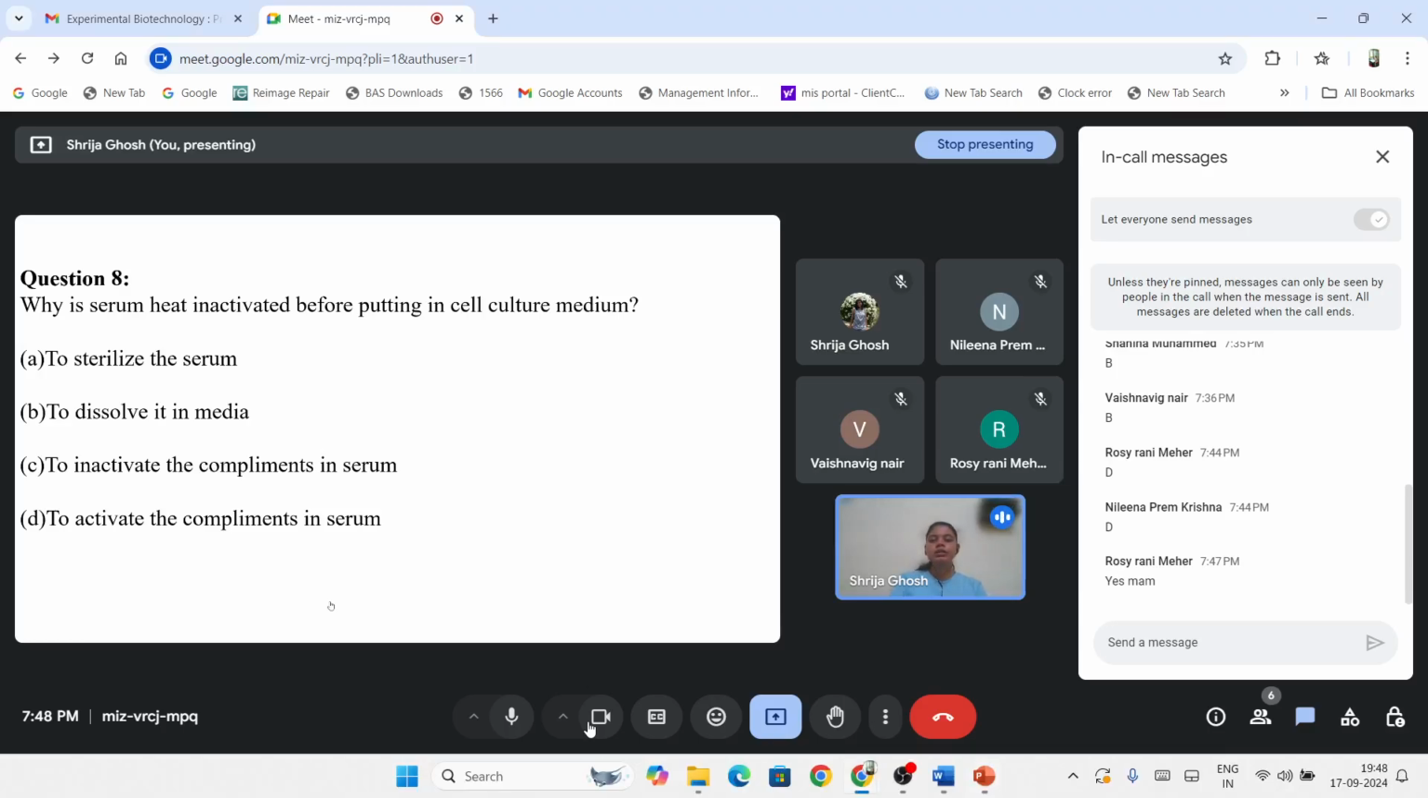Why do we heat inactivate the serum before putting it in cell culture medium? Anybody knows the answer? Do we heat inactivate to sterilize the medium, to dissolve it in the media, to inactivate the complements in the serum, or to activate the complements in the serum? Yeah, we have one answer, option C, to inactivate the complements in the serum. Okay. Anyone else wants to answer?